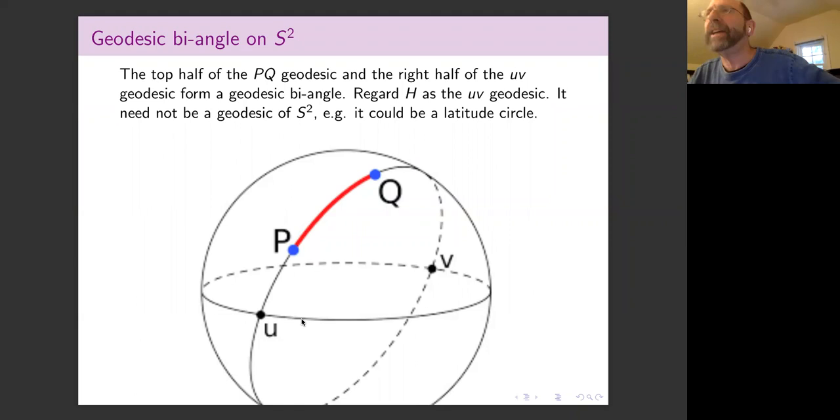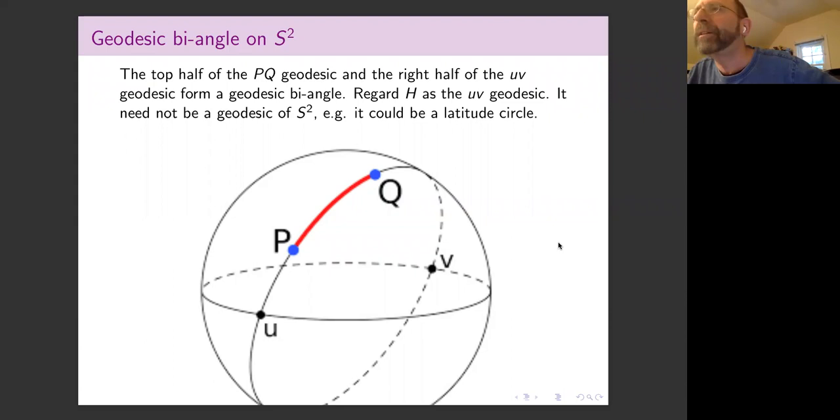I could just as easily have made the UV a latitude circle, and we would get another example. This thing does not have to be just a geodesic down here, but I didn't find a picture with a latitude circle in it.